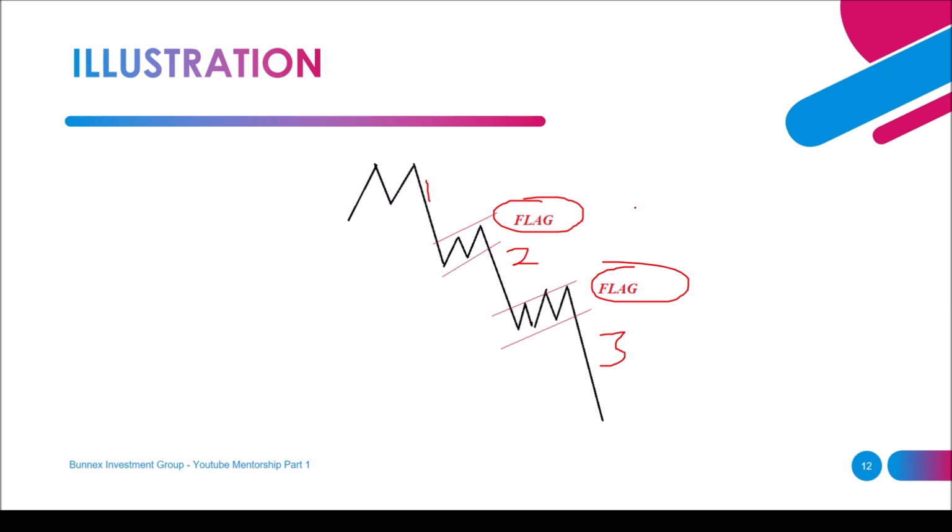Flags are basically patterns that come with upper and lower bounds as well, but the price action will be consolidating within that small channel. Then the break of that channel is actually a signal for entry. In this case, we can see that the market was attempting to consolidate within the channel, and breaking of that channel is our entry signal.